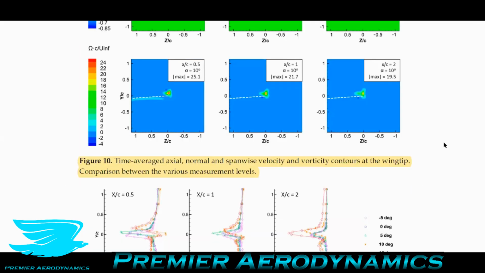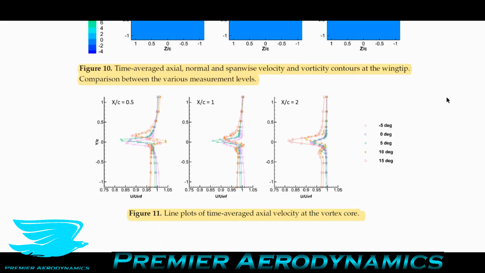Then in figure 10, this is where we have the three planes, one which is half a chord, one chord, and two chords downstream. This is at a constant angle of attack of 10 degrees. And what you can see here is that the vortex dissipates, so the maximum vorticity reduces from 25.1 to 19.5 as you go downstream, and it also gets bigger, so the vortex just expands. This is just dissipation, it's very normal.